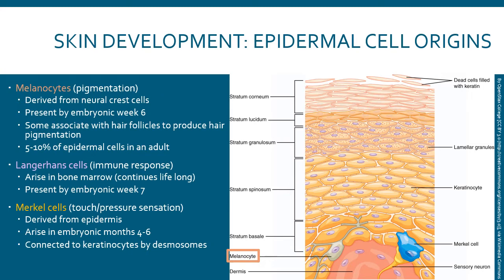Now, the Langerhans cells are more about immune response. These cells arise in the bone marrow, and they continue to arise over the course of your lifetime, so it's not just during embryonic life. And they're present by embryonic week 7. Finally, we have the Merkel cells. Remember, those were associated with neurons. They're involved in touch, pressure, pain, sensation. They're derived from the epidermis itself, and they arise between months 4 and 6. And they are actually connected to the neighboring keratinocytes by desmosomes, by cell junctions. Okay?